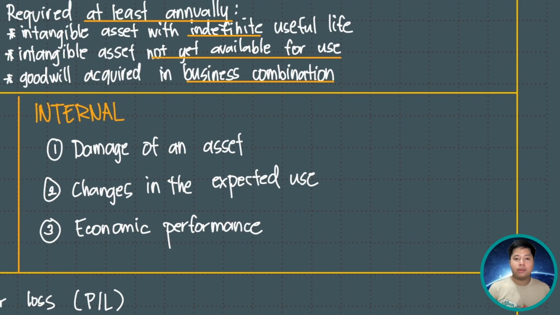Internal sources of information include obsolescence or physical damage of an asset, significant changes in the expected use of an asset that adversely affect its recoverable amount, and worse economic performance of an asset. Examples of these are discontinued or restructured operations, and inflows from the asset being significantly lower than expected.